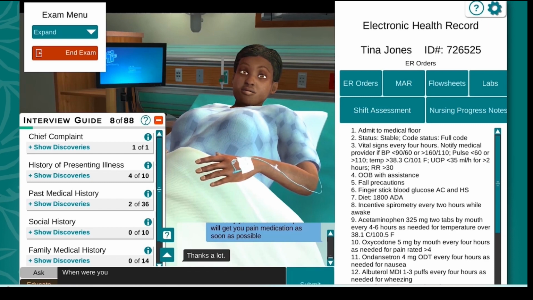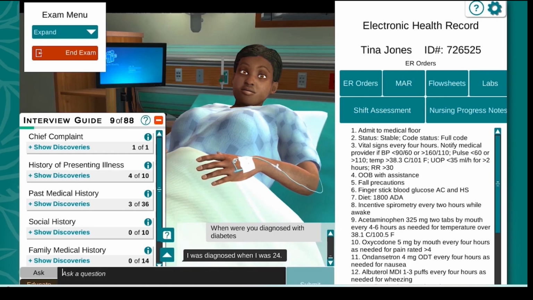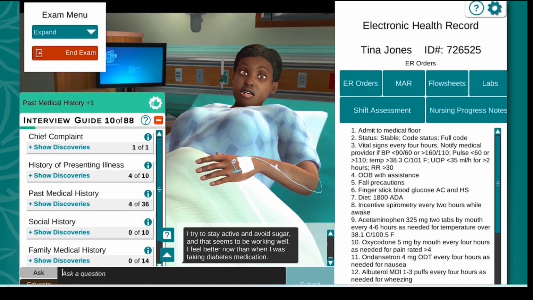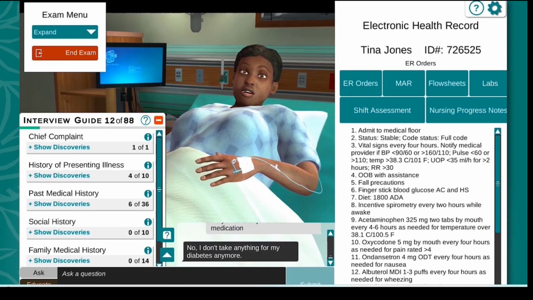When were you diagnosed with diabetes? I was diagnosed when I was 24. How are you managing your diabetes? I try to stay active and avoid sugar, and that seems to be working well. I feel better now than when I was taking diabetes medication. Do you take any diabetes medication? No, I don't take anything for my diabetes anymore.